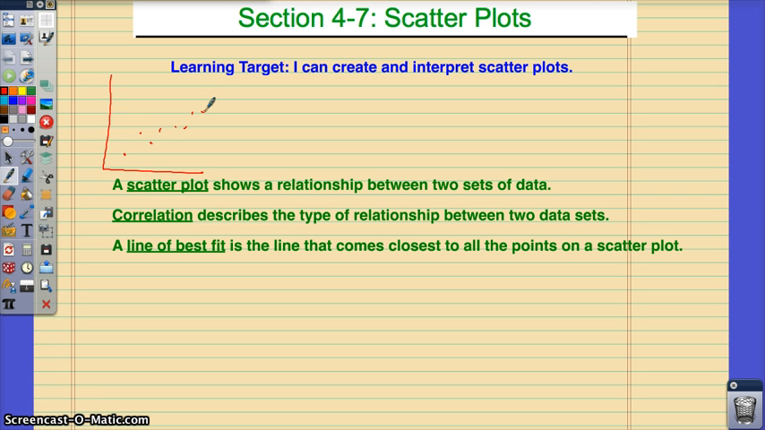And then the line of best fit is a line that we're going to draw in, and we want to draw this line in so that it comes the closest to all of the points on a scatter plot. You don't want to just leave one off, so it may not go through any of the points, it may go through all of the points, but it should be as close to all of the points as possible. And we can use this line of best fit to make predictions in between some of the values.